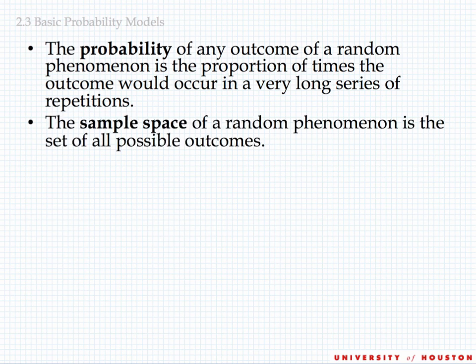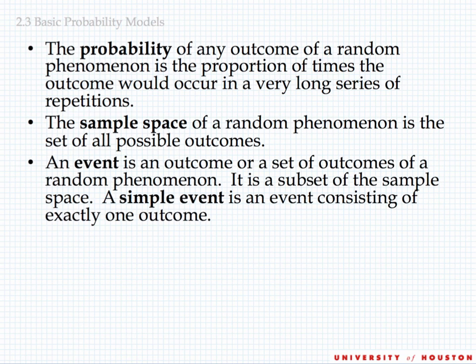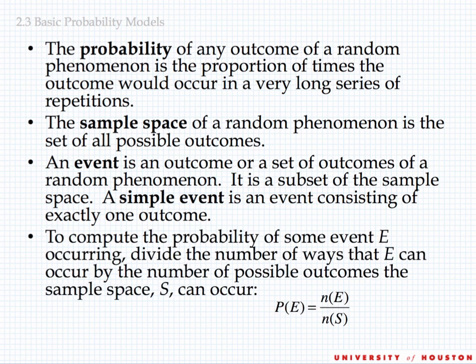The sample space of a random phenomenon is the set of all possible outcomes. An event is an outcome or a set of outcomes of a random phenomenon. It is a subset of the sample space. A simple event is an event consisting of exactly one outcome.